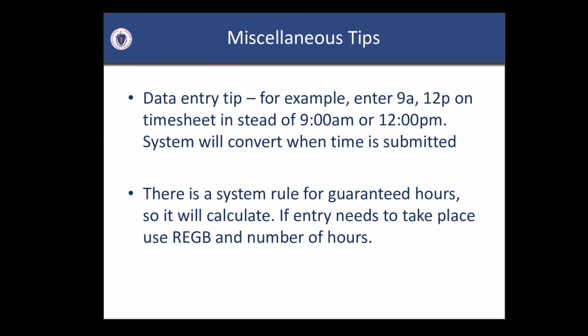The other thing that I wanted to point out is there is a system rule for guaranteed hours. So that will calculate automatically. As timekeepers, you're not going to see that on the timesheet. So if you do need to enter it, maybe somebody tells you that you need to enter it, or payroll's reviewing something and notices that someone is short hours, so they reach out to you to do that data entry, you want to use the TRC of Reg B, R-E-G-B. That rolls up right into Reg, so the person won't even notice it on their timesheet. So Reg B and the number of hours.